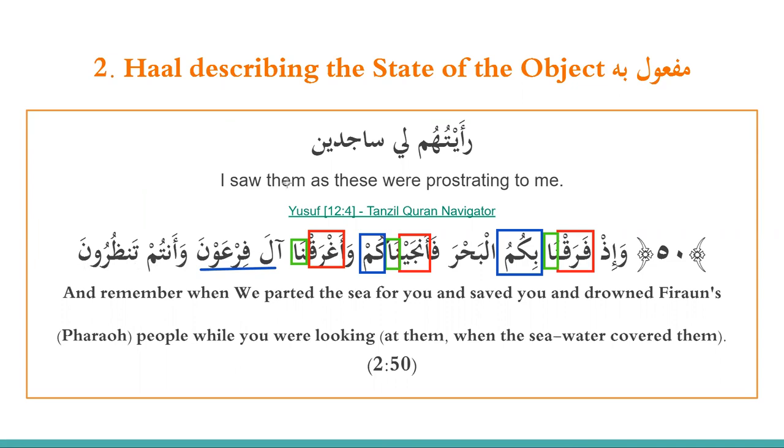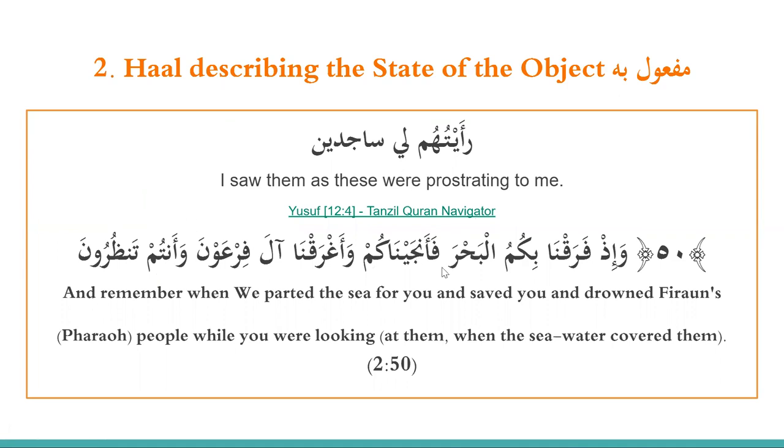So wa antum tanzurun, this whole jumla ismiya is describing whom? Whole jumla ismiya, which is Haal. This jumla ismiya is describing the state of kum over here. And both kum are for Israelites. So this wa antum tanzurun is a Haal for maful bihi. So on this page we have two examples in which the Haal, which is mansub, when it comes as jumla ismiya, then we call it jumla haliya, and it is fi mahalli nasb. We are going to say it is in the state of nasb.